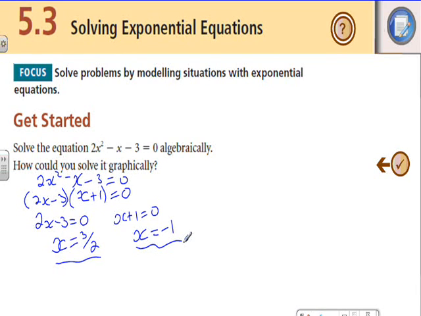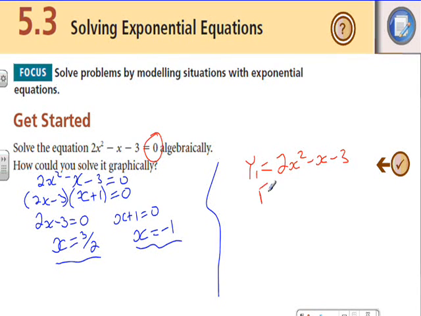So now we've got to solve it graphically. In order to solve these graphically, if there's two sides, we punch left side and right side and find our intersection point. If we equate it to 0, we're going to graph y1 equals 2x squared minus x minus 3. Put that into your calculator, graph the parabola, and then we're looking for the zeros because we want to know where it equals 0. So find zeros using your 0 feature on the calculator.